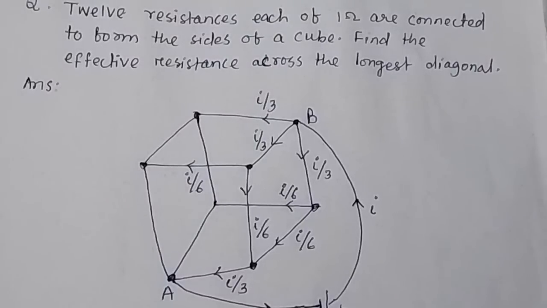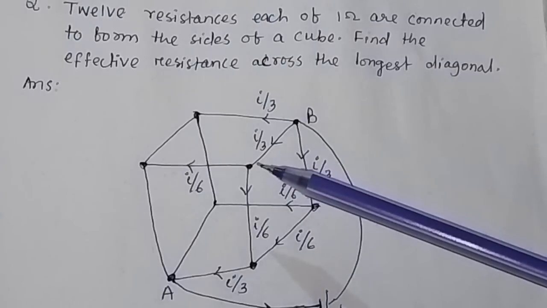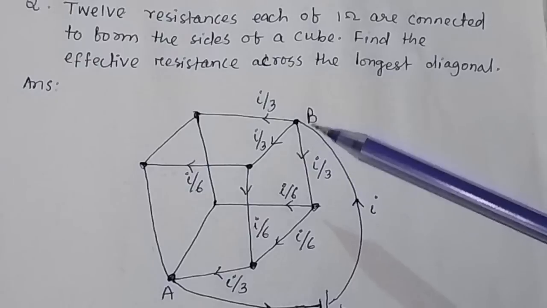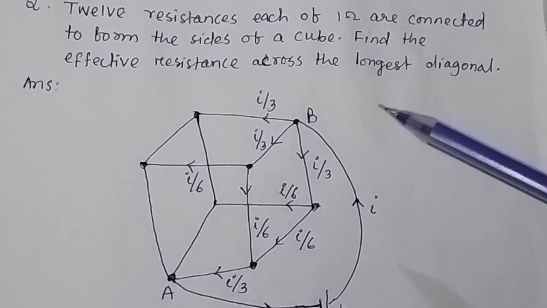12 resistances, each of 1 ohm, are connected to form the sides of a cube. So this is a cube, and in each side suppose you have 1 ohm resistance. Find the effective resistance across the longest diagonal.